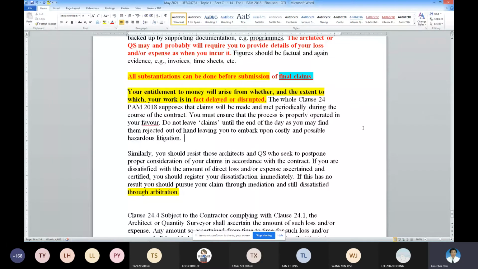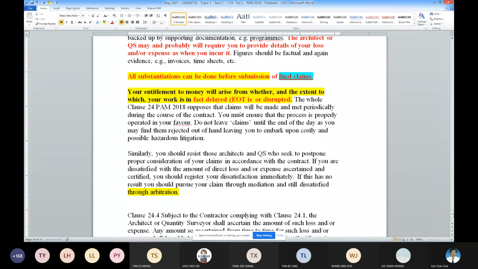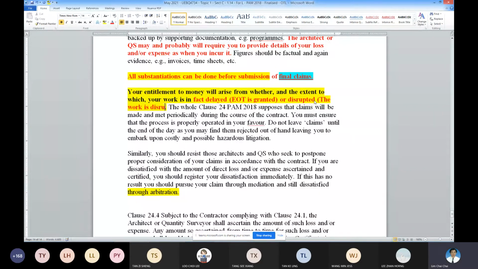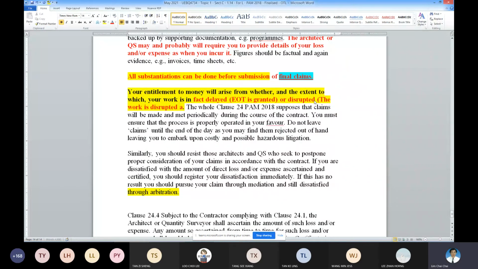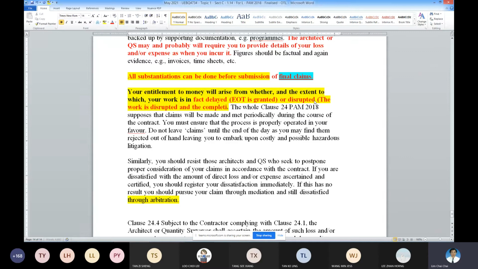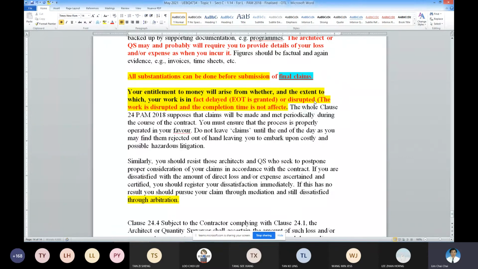So what is the difference between delay? When you ask for this, the delay, EOT is granted. Okay, when you are claiming under disruption, the work is disrupted. This is a very important understanding.